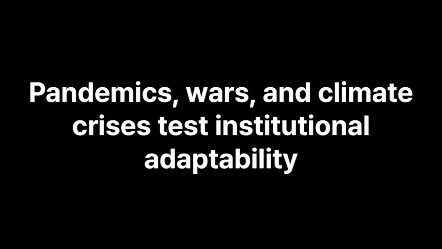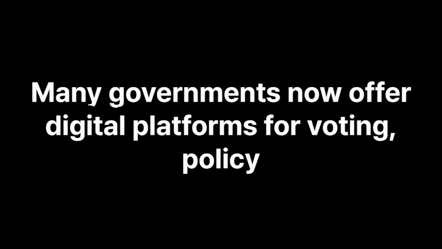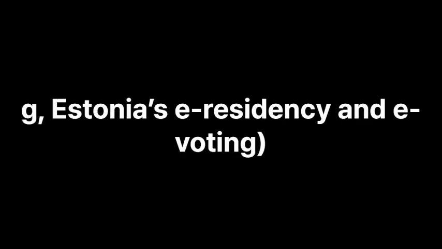6.4 Crisis governance. Pandemics, wars, and climate crises test institutional adaptability. Emergency powers can become tools of executive overreach or innovation in policy responsiveness. 7. Innovation in governance. 7.1 E-government and digital participation. Many governments now offer digital platforms for voting, policy feedback, and service delivery, e.g., Estonia's e-residency and e-voting.